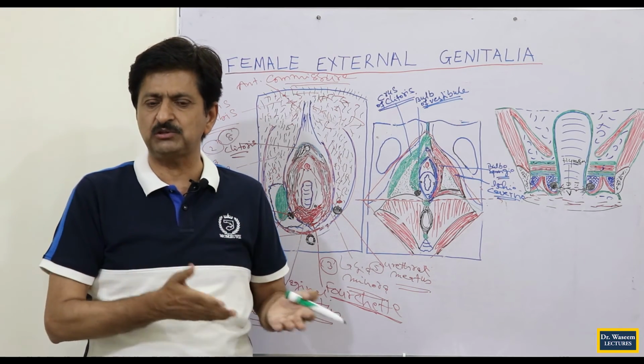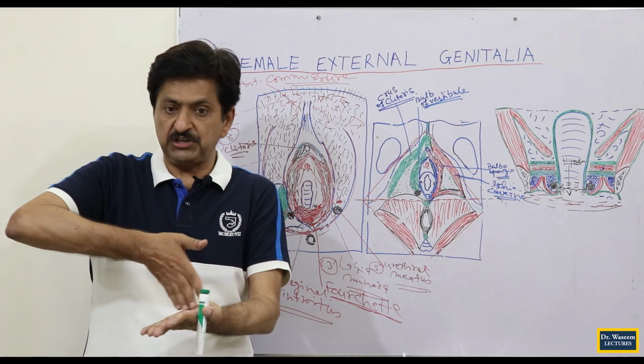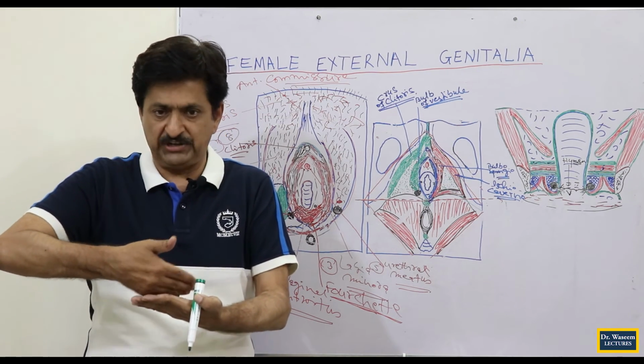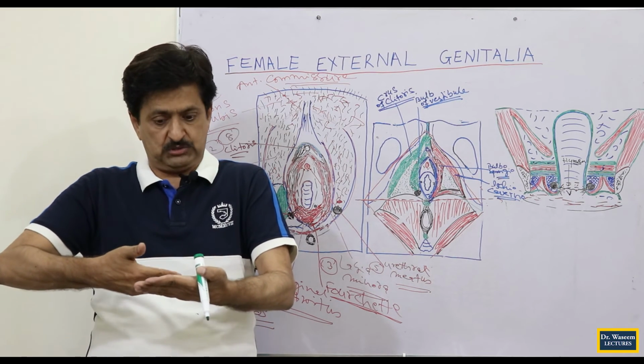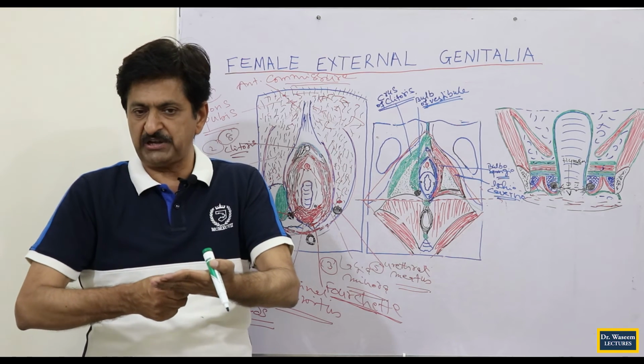So these are the structures attached to the perineal body. But still, above that, we have the sphincter urethrae muscle. It is too far away, too anterior, so it is not attached to the perineal body. But a little posterior, there is the deep transverse perineal muscle, attached to the central portion, which is the perineal body.